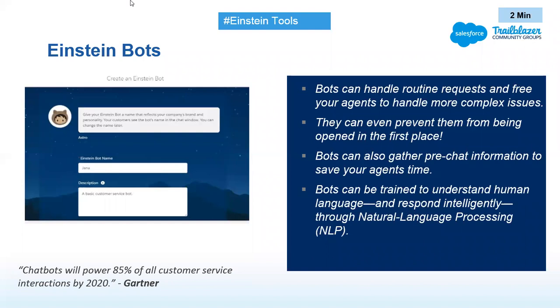Because this is an automated process and many times it really works, fewer cases will be created. That's very useful, if fewer cases are created rather than more. So that really helps the company in saving cost. Bots can also gather pre-chat information to save your agent's time. I'm going to show you this. That's also a good thing, that you already have some information available before you even start. Bots can be trained to understand human language and respond intelligently through NLP, which is natural language processing. This is happening in the background. We don't have to really care until we want to understand how natural language processing works. That's part of the AI.